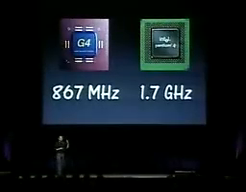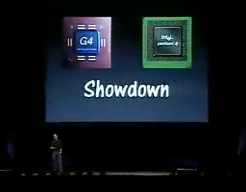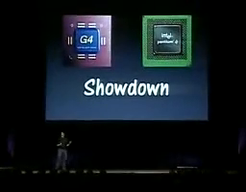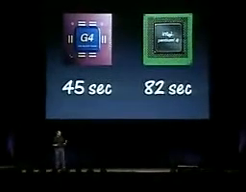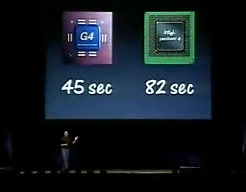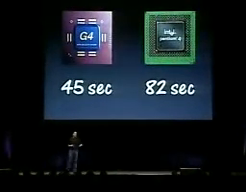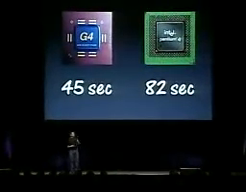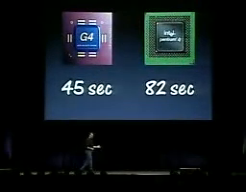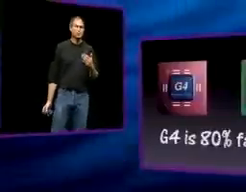In our showdown, we've got an 867 megahertz G4 against the 1.7 gigahertz Pentium 4. In the showdown, the G4 completed the task in 45 seconds. The Pentium 4 took 82 seconds for the same exact task. That means the G4 at this task is 80% faster than a 1.7 gigahertz Pentium.